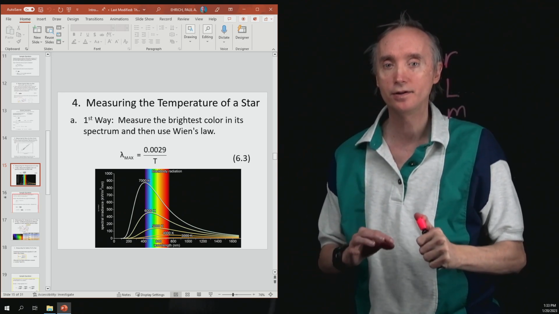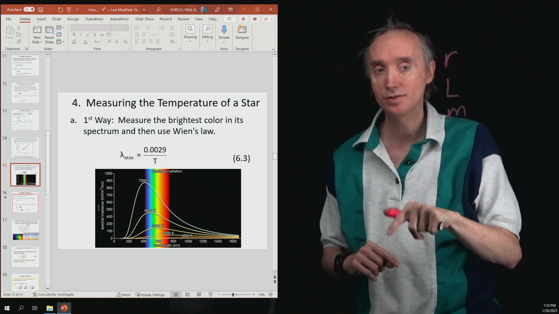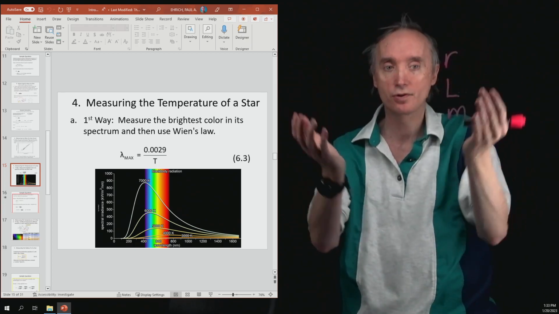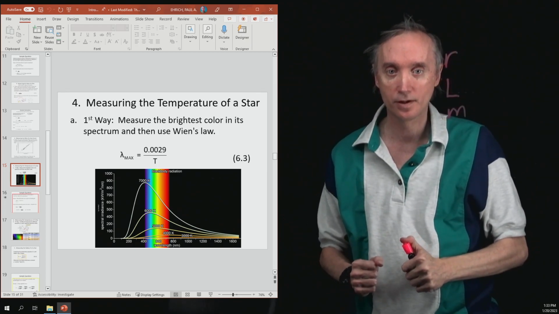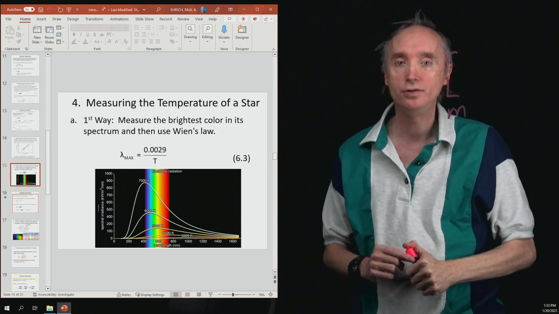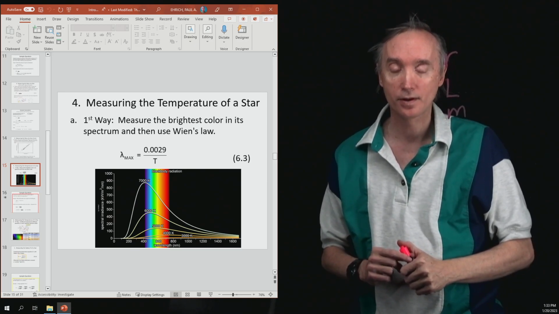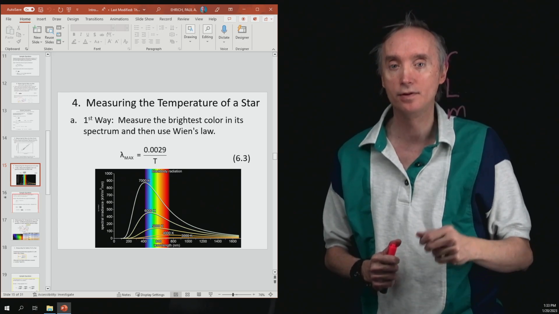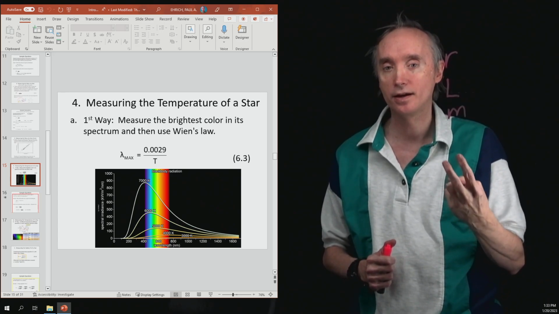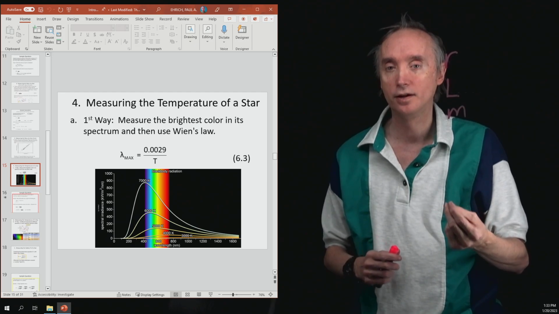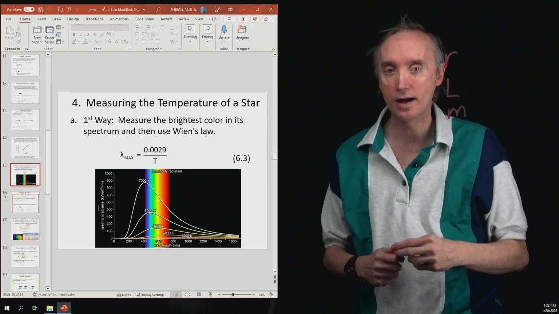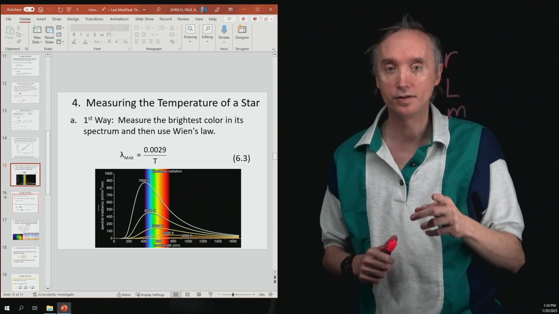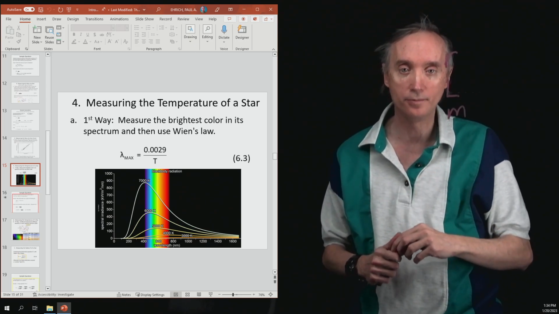Now, this is not going to be the temperature inside the star. This is going to be the temperature of the surface of the star. And we're going to do that by using Wien's law. And so if you recall from lesson number 6, we had two equations that allowed us to calculate properties of a black body. So there was Stefan's law, and then there was Wien's law. So this one is Wien's law.